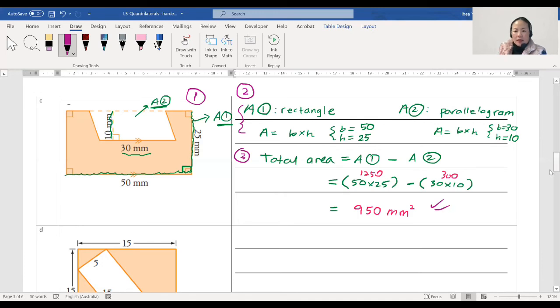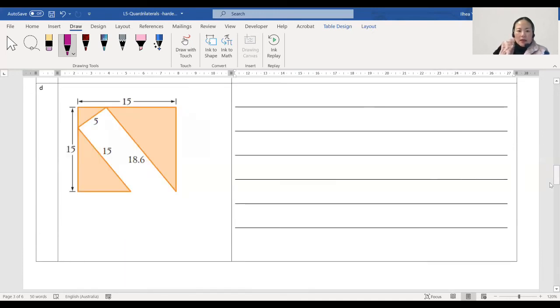Let's look at part D. Step 1, same: I'm going to call the outside bigger shape area 1, and the inside area 2. Let me zoom in a bit so that we can see what type of quadrilateral this might be. I'm going to just write it like that. Okay, so I can see area 1 and area 2 clearly now.